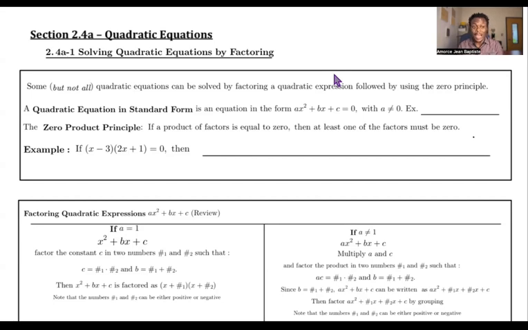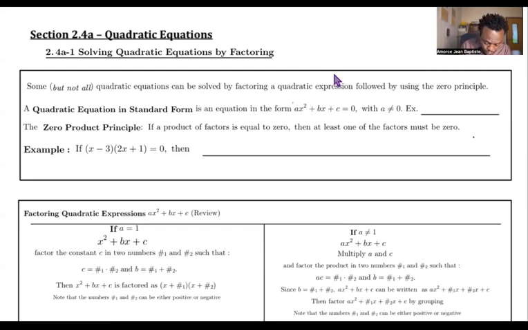We're going to talk about identifying when a quadratic equation is in standard form, which is required to start solving your equation, and then what the zero product principle is and how to use it to solve a quadratic equation. Now, a quadratic expression is an expression in which the term with the highest exponent has an exponent of 2. So the highest exponent of this expression is 2.